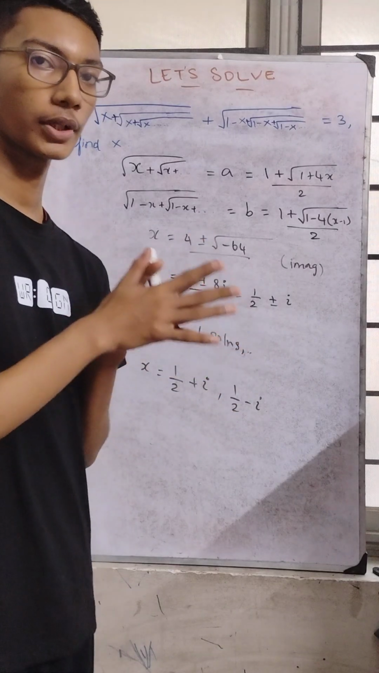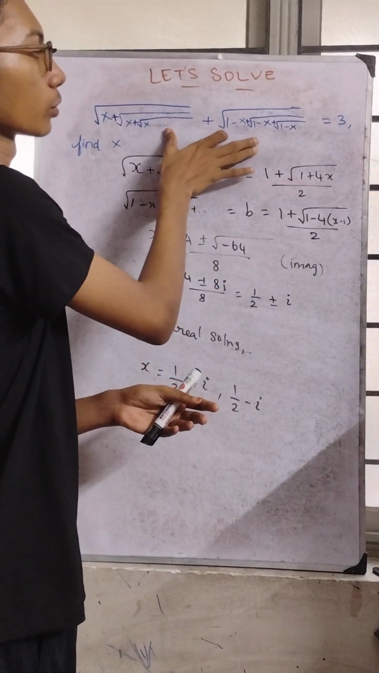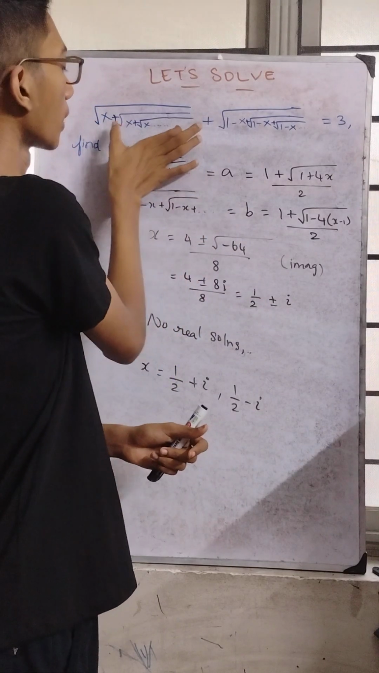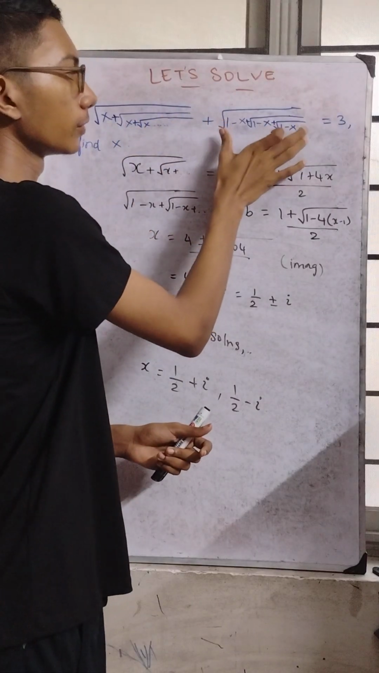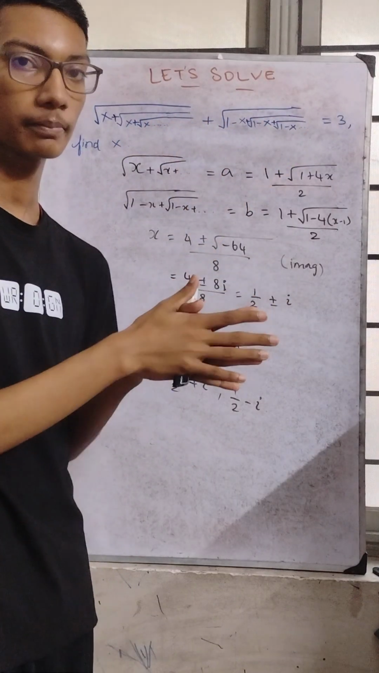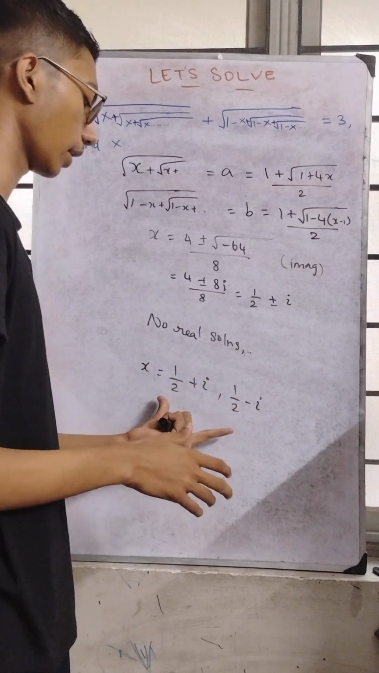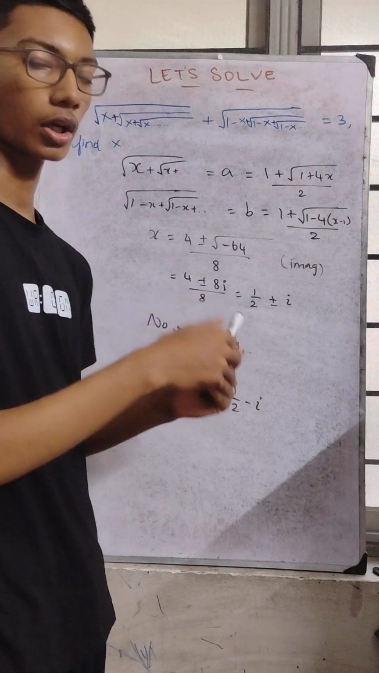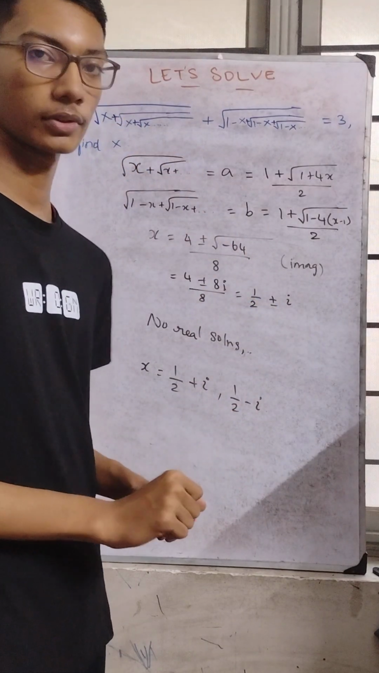So we have computed the value of x for the infinite square roots. We computed the value of this expression, then added them and found a quadratic equation, then solved that and got the value of x. So this is how you deal with infinite square root problems. So that's it about this problem.